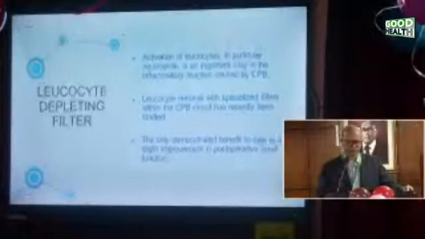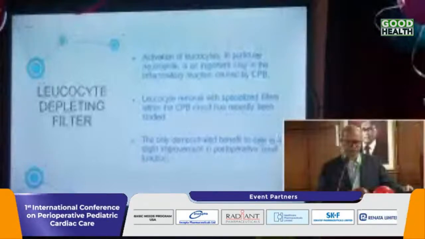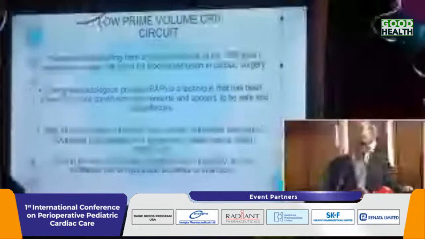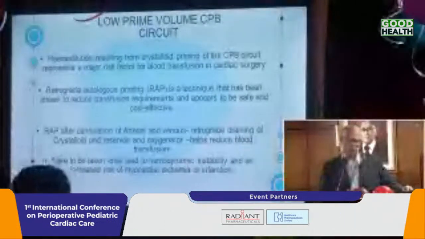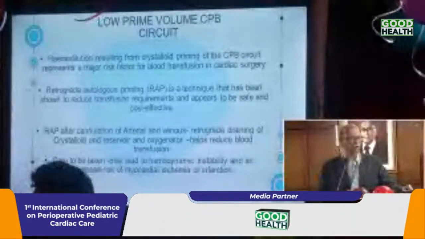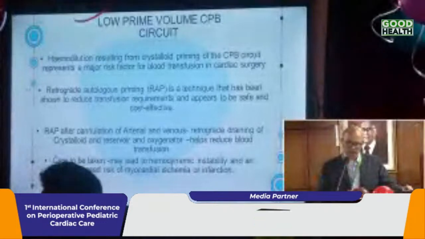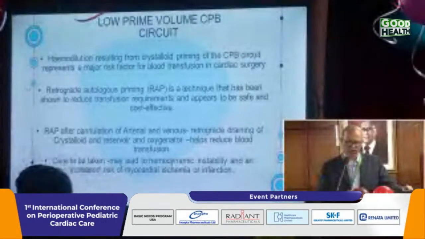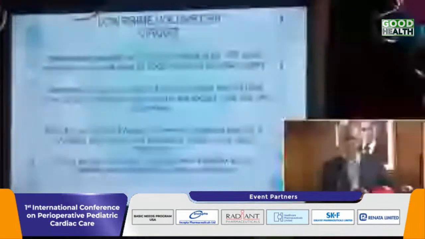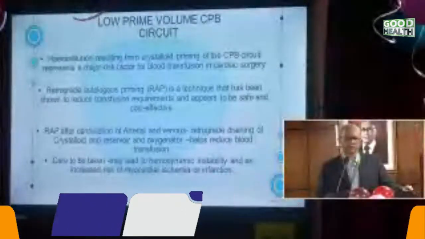So now coming to low prime volume CPB. Hemodilution resulting from crystalloid priming of the CPB circuit represents a major risk for blood transfusion. So we always try to reduce blood transfusion because of the risk it carries.